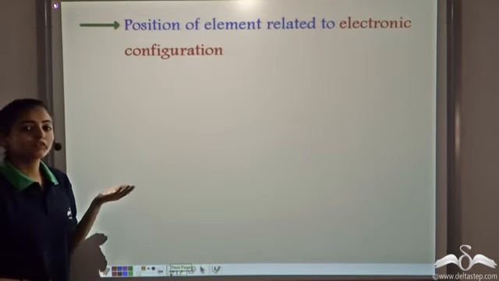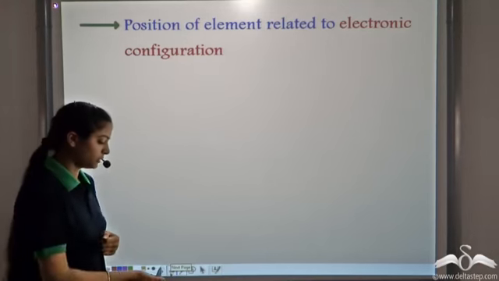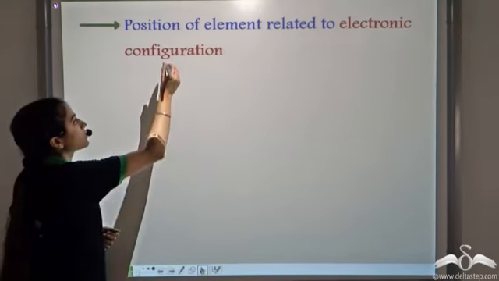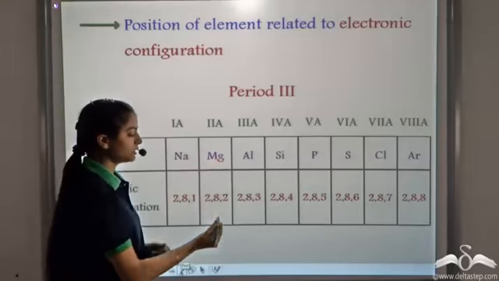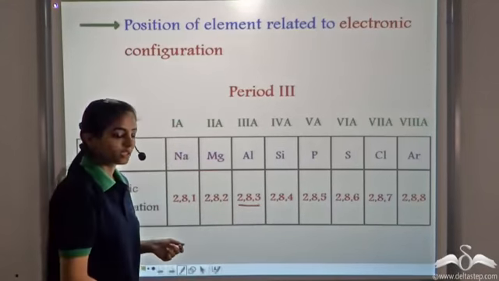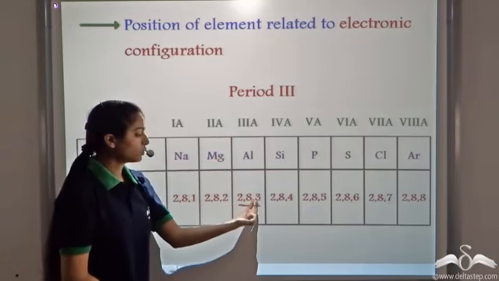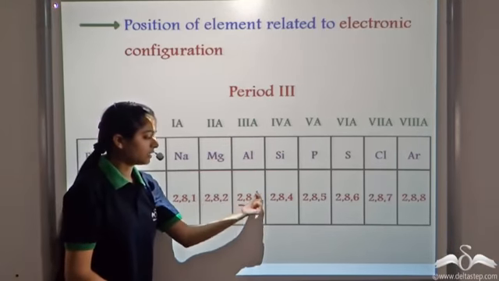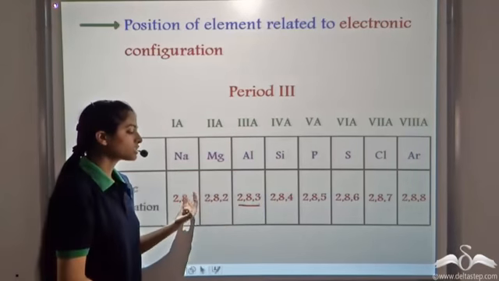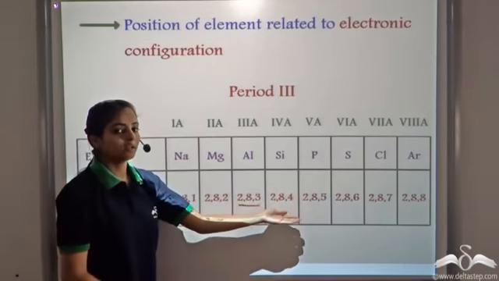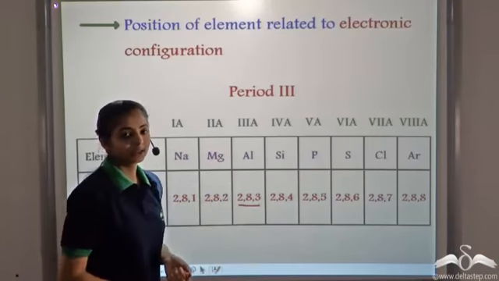Further, the position of an element is now related to its electronic configuration, which is a very important property of elements. So let's see. Any element, say aluminium, if we know its electronic configuration, we know it has 3 shells, therefore it belongs to period 3. We know it has 3 valence electrons. That means it belongs to group 3A. So just by knowing the electronic configuration of the element, we know the exact positioning of the element in the modern periodic table.